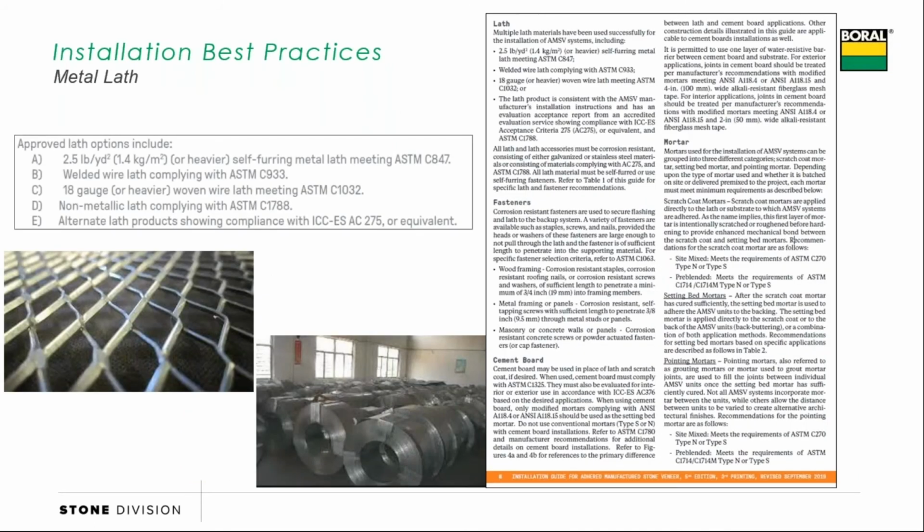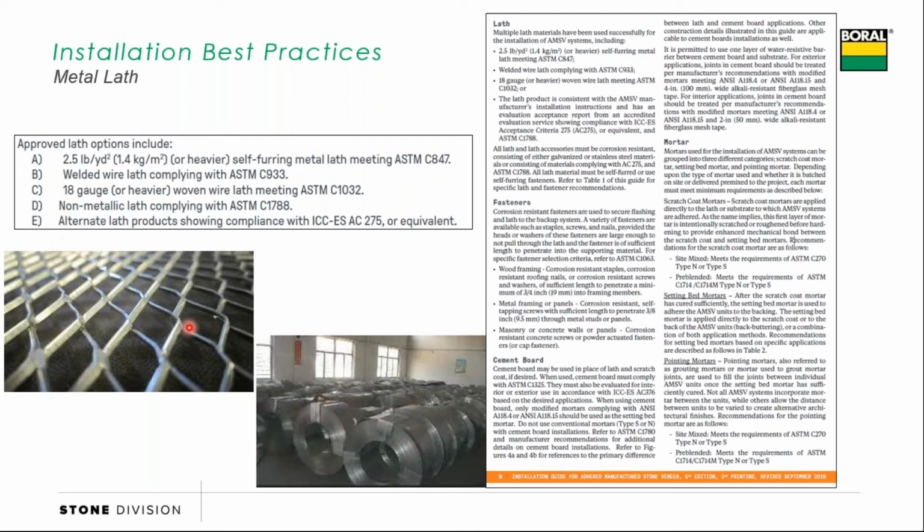Let's talk about metal lath. There's a lot of different types of lath that are acceptable. Most folks are using a 2.5, self-furring, corrosion-resistant lath. We do see some woven wire from time to time. That needs to be at least an 18 gauge or heavier, which means heavier being 17 or 16. We don't want to use something that's in the 20 or 22 range. That's too light.